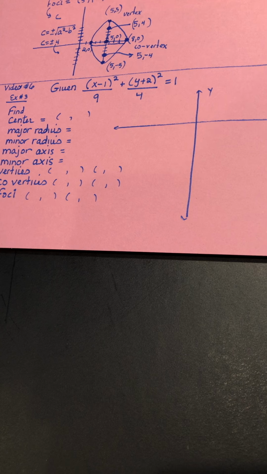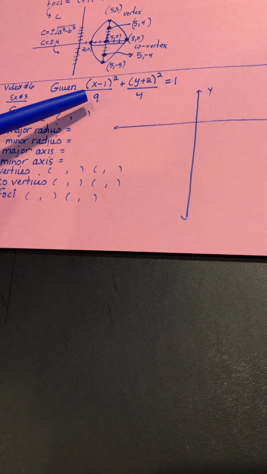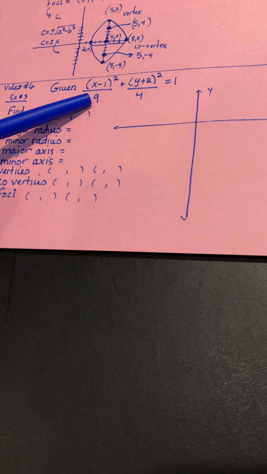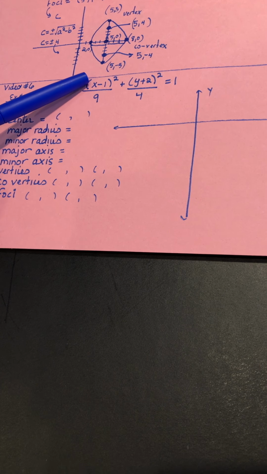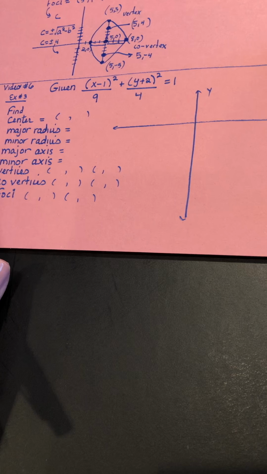In this example, if I look at the equation that I'm given, notice that 9 is the biggest number in the denominator and it's under the x. This means that this is a horizontal ellipse because the x-axis is the major axis. So just make a note of that and let's proceed with finding the required information.